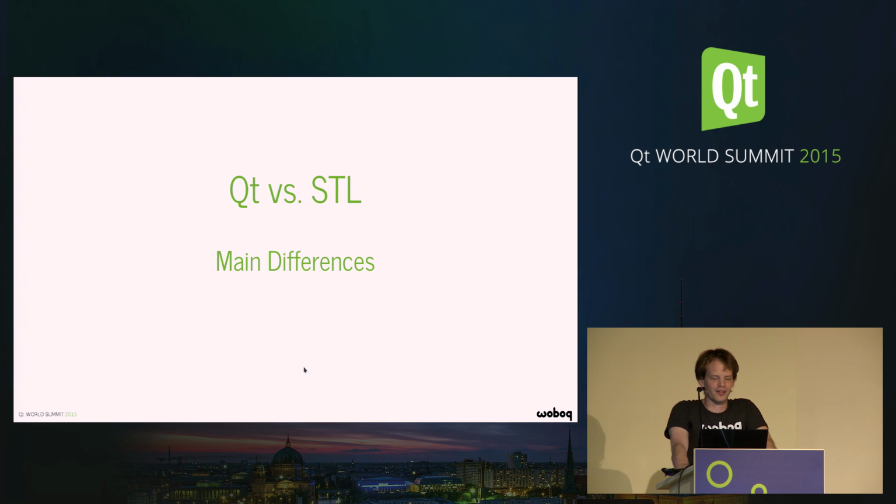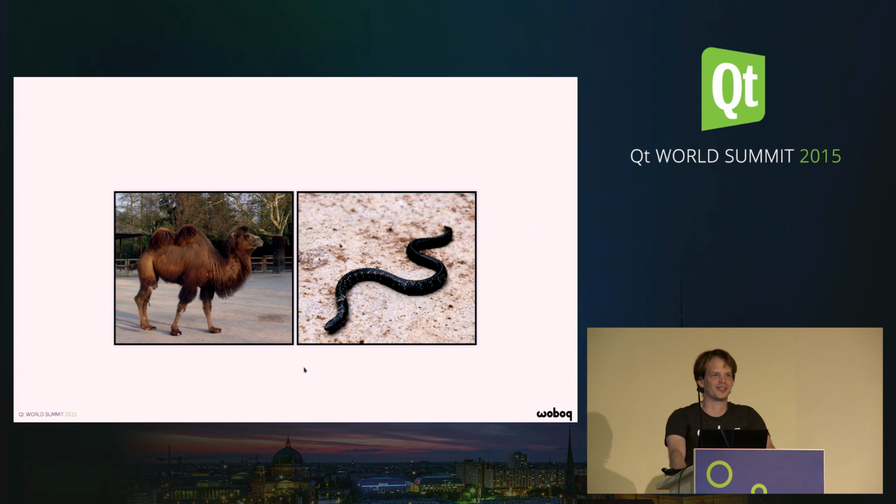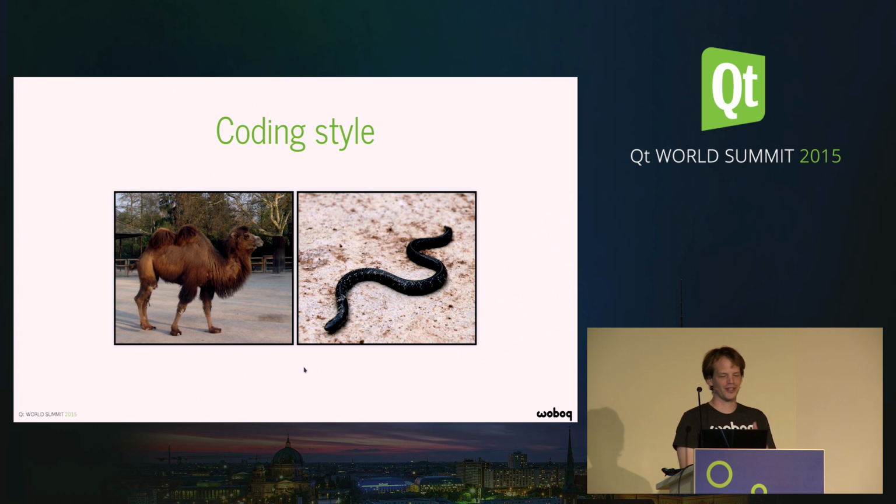What would you say is the biggest difference between Qt and the STL? I drew here a camel and a snake. So you probably know about camel case, and also the thing called snake case, which is with underscores. So one difference is the coding style, really. Some people say the underscores are so much better and more readable, but others say they add too much space on the screen, but really it's two different things. That doesn't really matter.